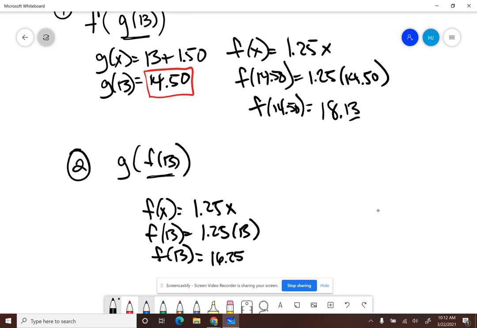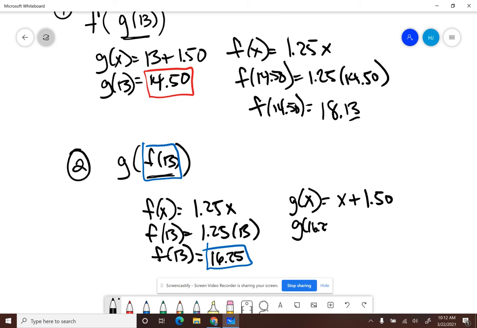Now, what do I have to do? I have to take this answer again, which is the same as this, and I have to put it in for the g of x function. So g of x equals x plus 1.5, right? This is that shipping charge. So now we're going to do the shipping charge second. So 16.25 plus 1.5 is going to give me 17.75.